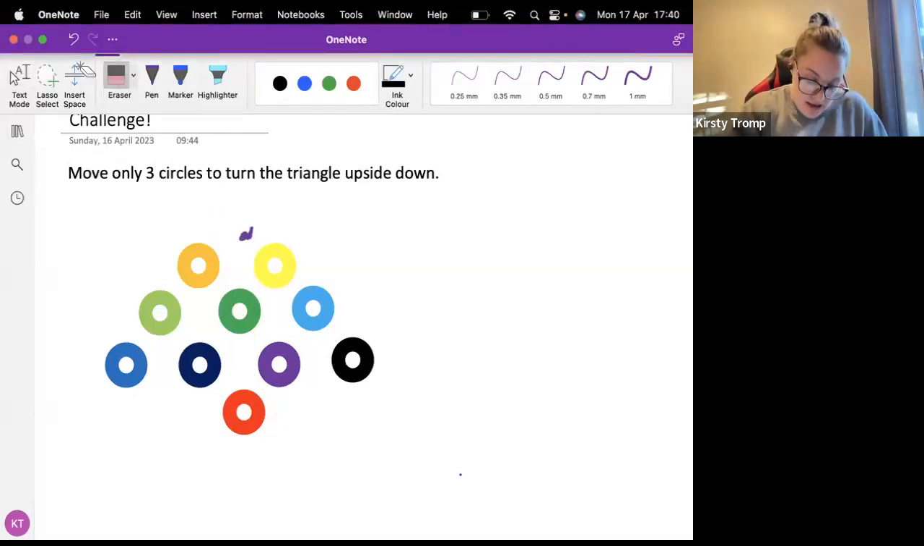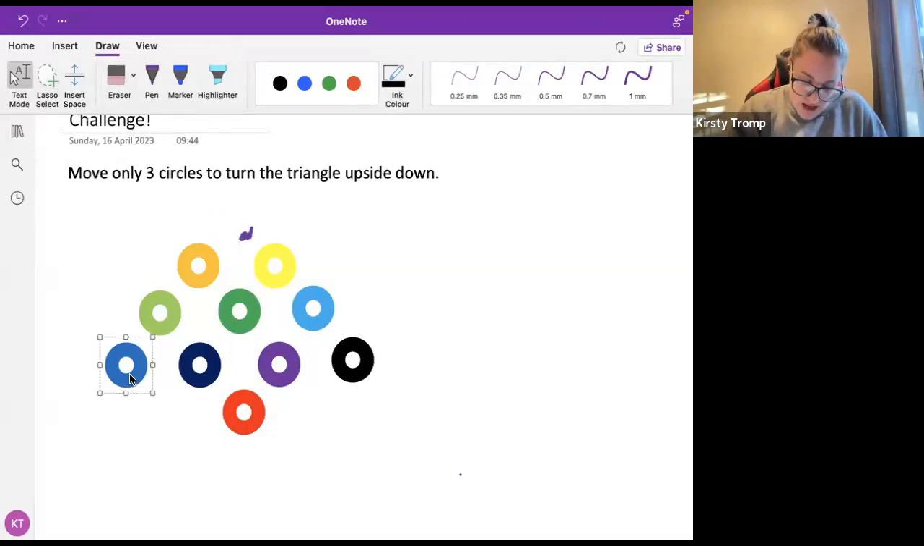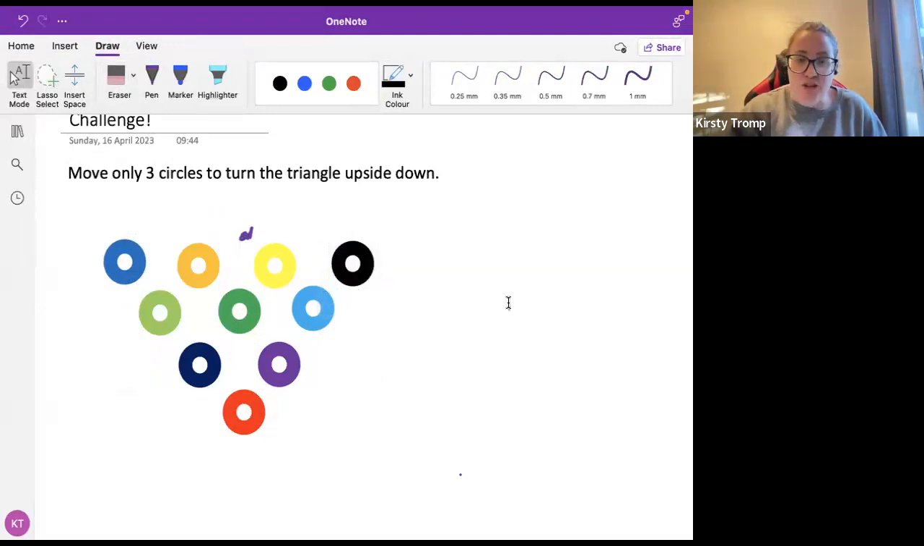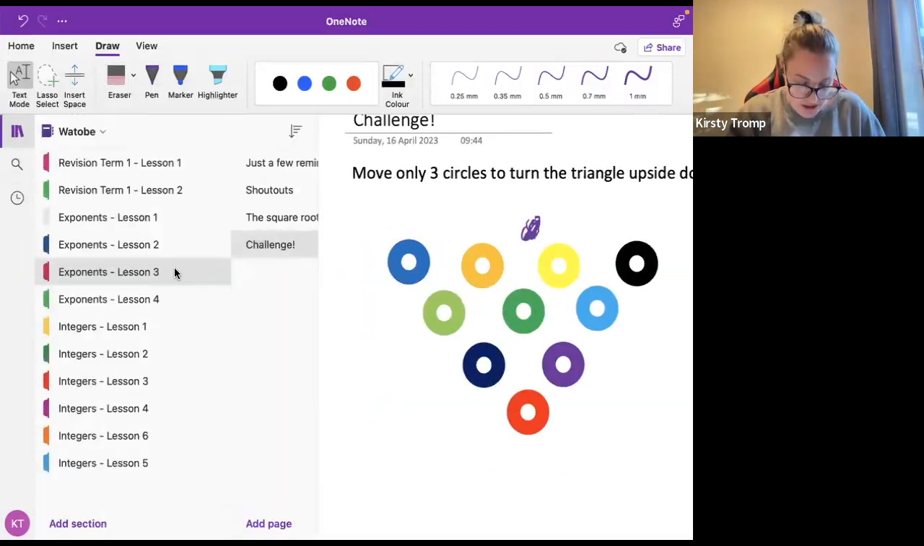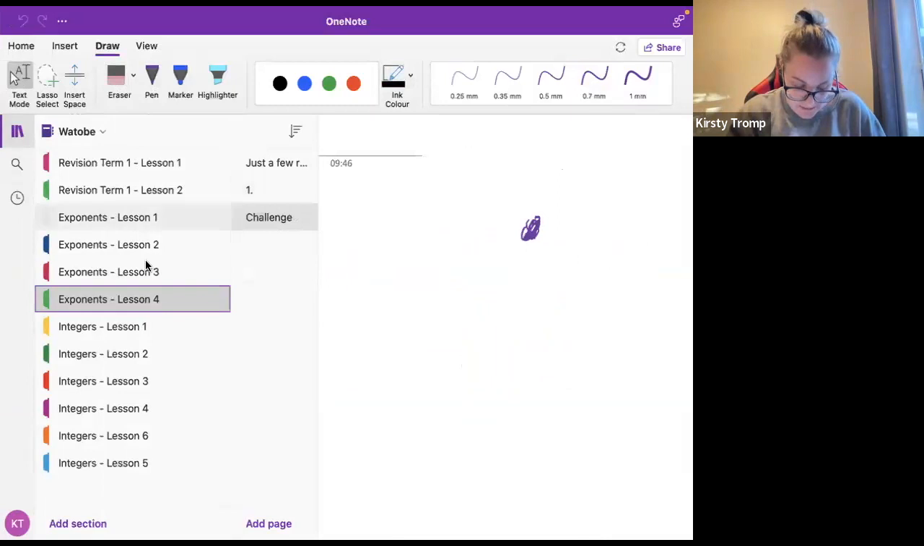Now I'm seeing people say move the side ones. So what if I had to do this now? Are you ready? Let's move this one to the top. And let's move this one to the top. Right, is my triangle upside down? Yes, it is. So that was a bit of a brain break for all of us in the middle of our lesson. I hope that you enjoyed that one. On Wednesday, we will have a bit more of a challenging question, but this was just a nice brain break for us. Right, let's finish off our lesson for today.